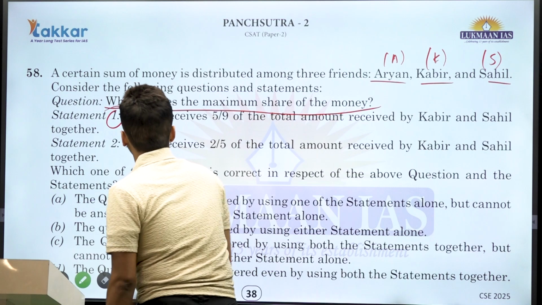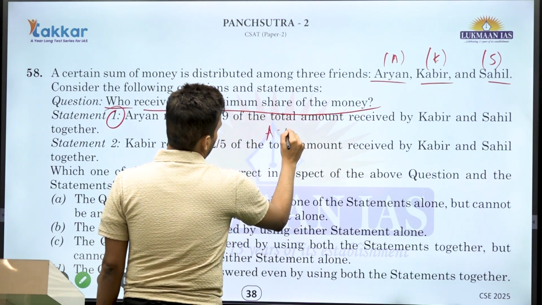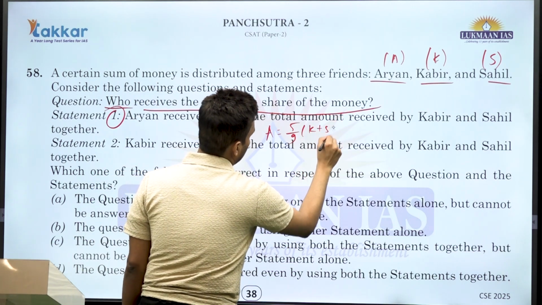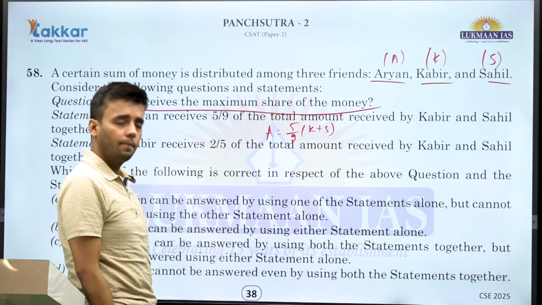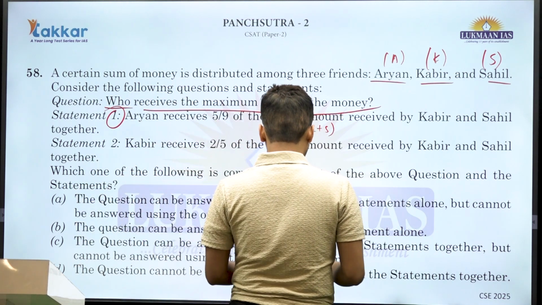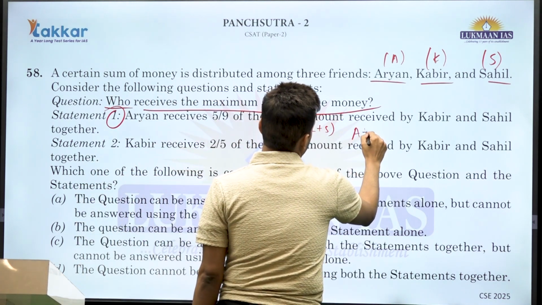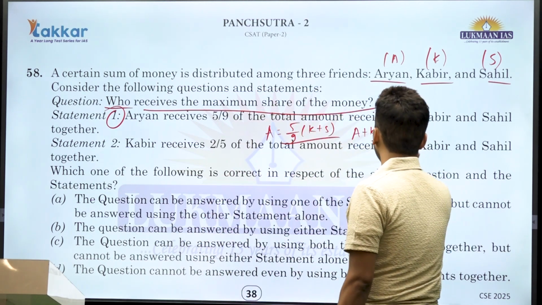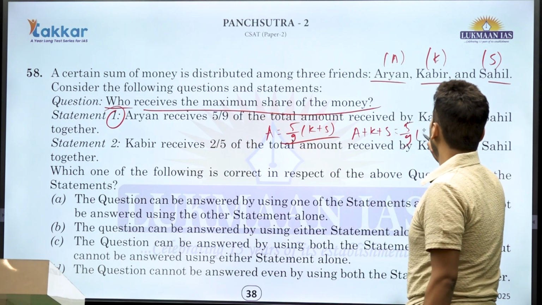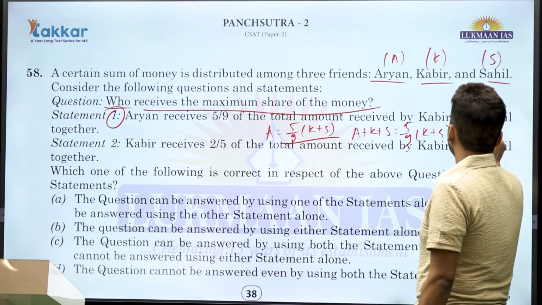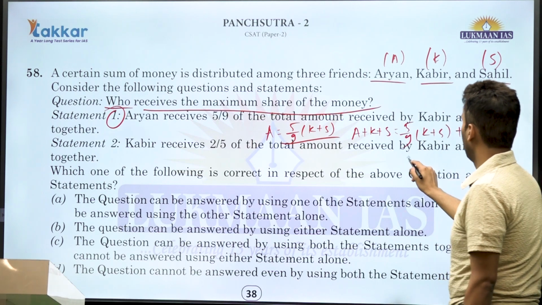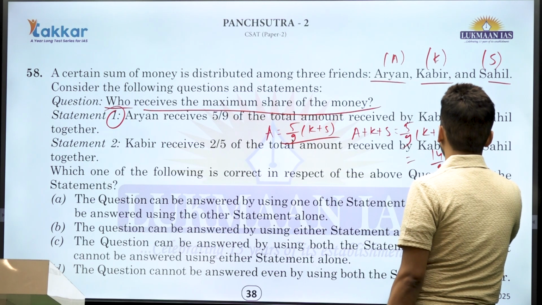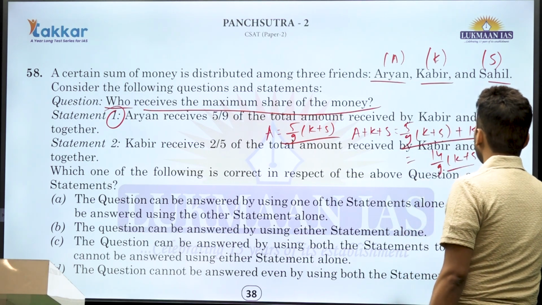From statement 1, Aryan receives 5 by 9 times the total amount of Kabir and Sahil, K plus S. So A plus K plus S, substituting this value in place of A, is 5 by 9 times K plus S plus K plus S. What value will we get? We will get 14 by 9 times K plus S. Solve this and we get this value.